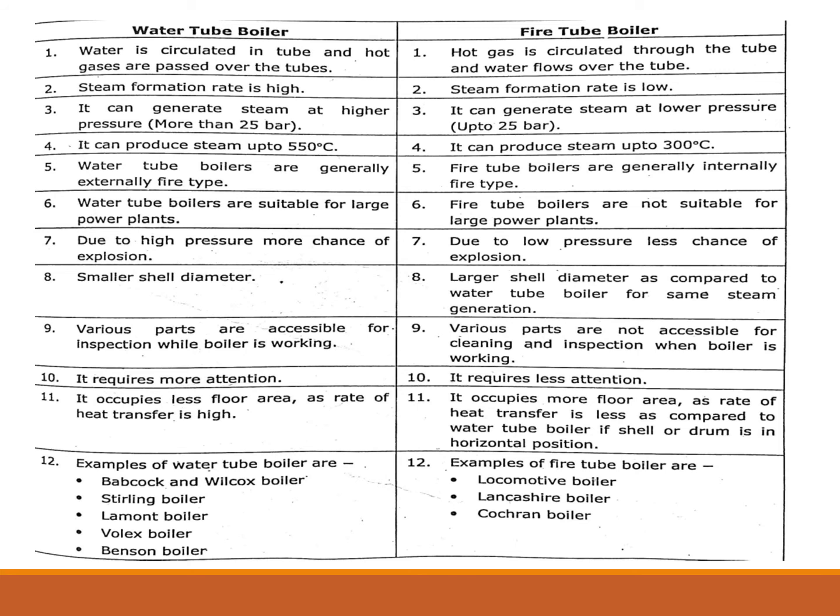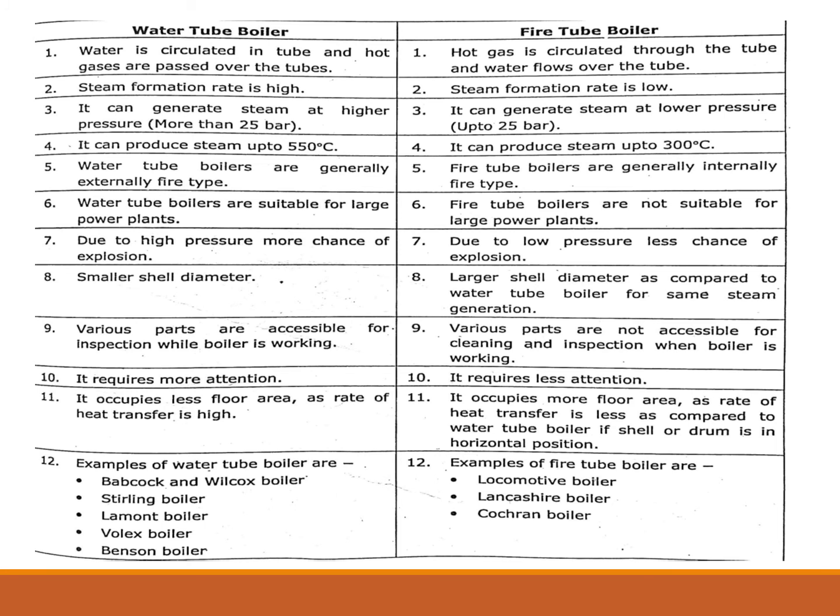Water tube boiler can produce steam up to 550 degrees Celsius. Fire tube boiler can produce steam up to 300 degrees Celsius. Water tube boilers are generally externally fired type. Fire tube boilers are generally internally fired type. Water tube boilers are suitable for large power plants. Fire tube boilers are not suitable for large plants.